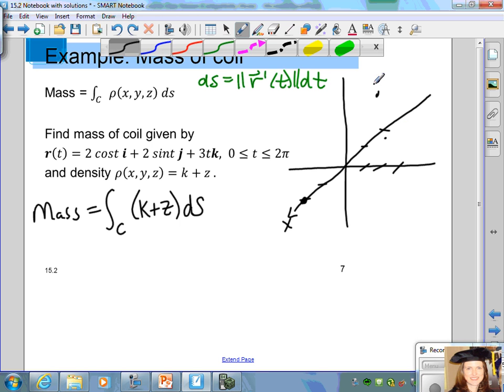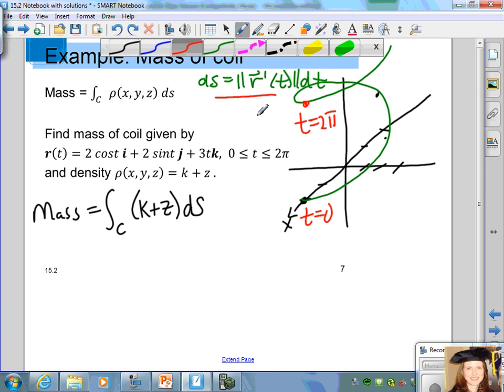It's going to continue to increase. So the coil is going to look something like this as it moves up. And we want to look at the mass of the coil from this start time t equals 0 to this end time up here, t equals 2 pi. So we want to replace any x, y, and z in the integral with what it equals on the path, and we want to replace ds with the magnitude of the r prime of t dt vector.